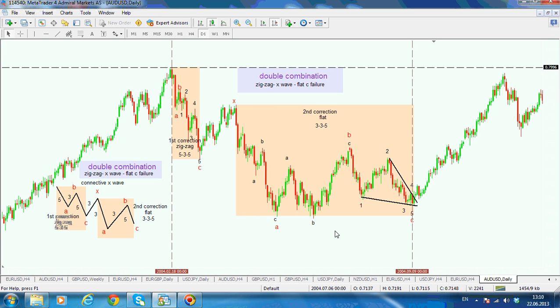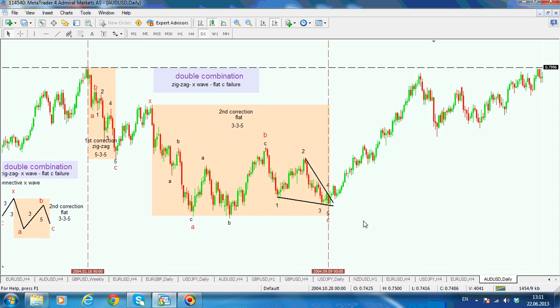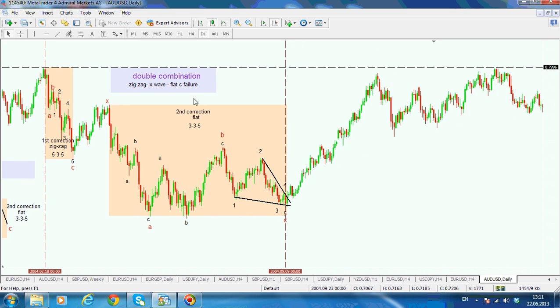We still have some more possibilities of double combinations. I will not cover them. I will not look for examples anymore, because I think that we had quite a lot of examples so far. But normally we do have something like this. So we still have the possibility of a double combination with a double flat.